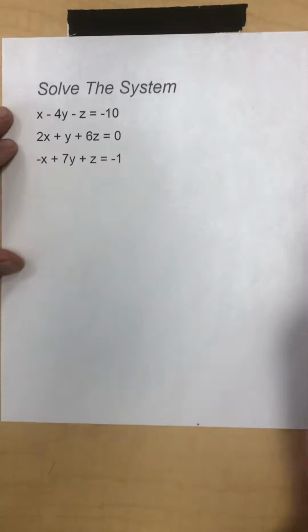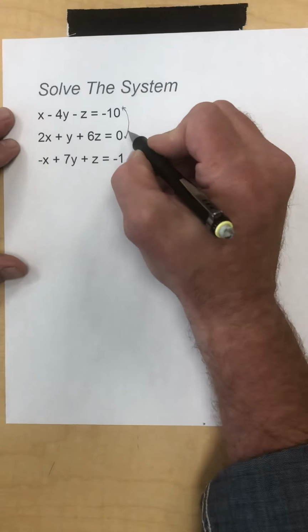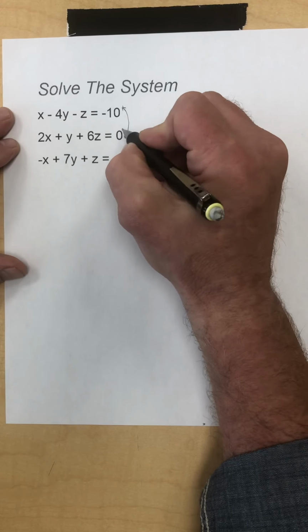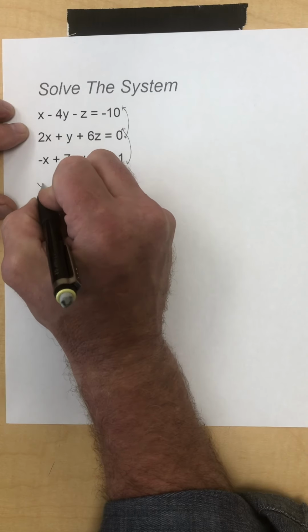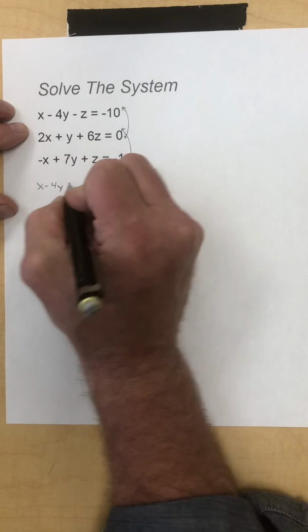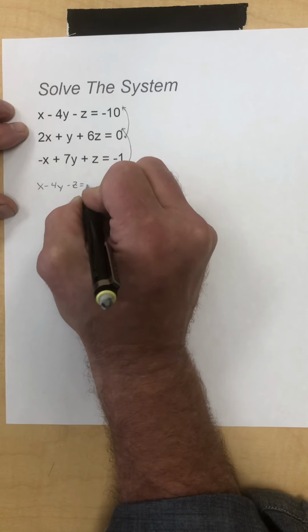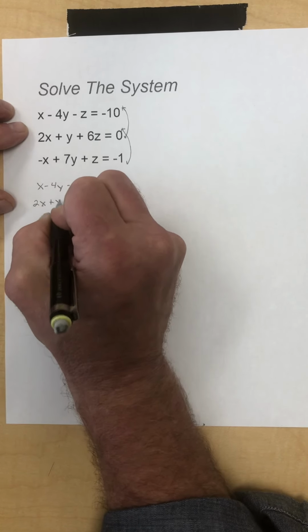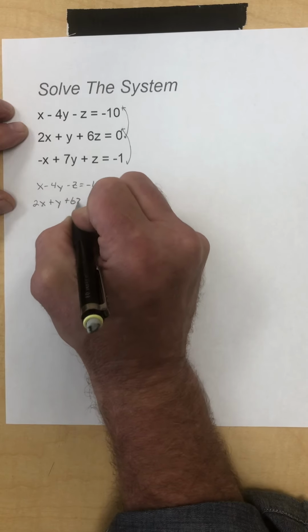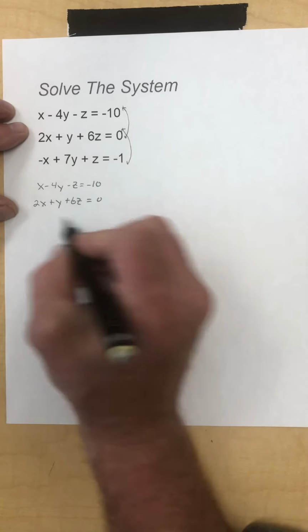I'll group these two together and get rid of Z, and then group these two together and get rid of Z. So let's take these top two: x minus 4y minus z equals negative 10, and 2x plus y plus 6z equals 0.